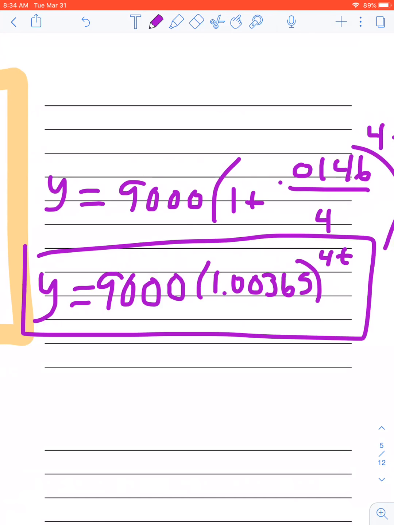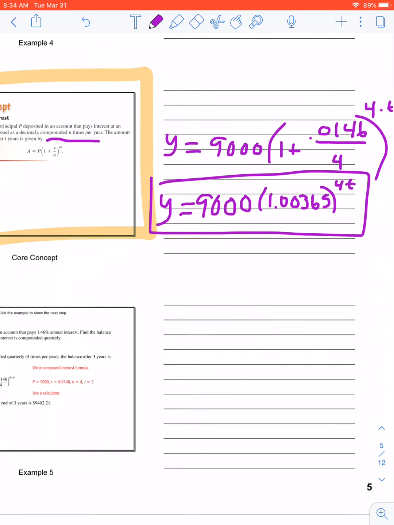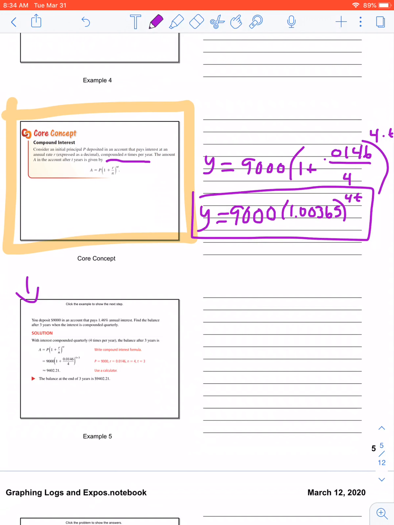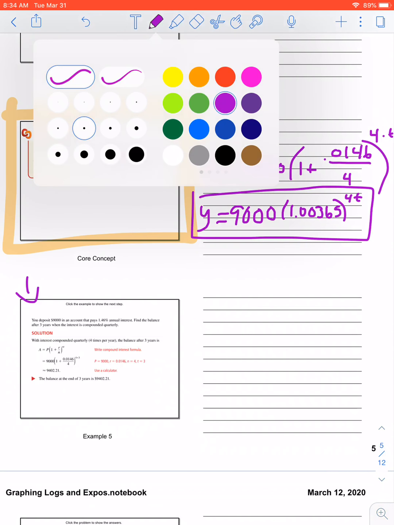So let's say they wanted me to know for 10 years, or 12 years, or 17 years, or 50 years. All I would do is take that number and plug it in for t. But right now they're saying, okay, find it for 3 years. So what does that look like?